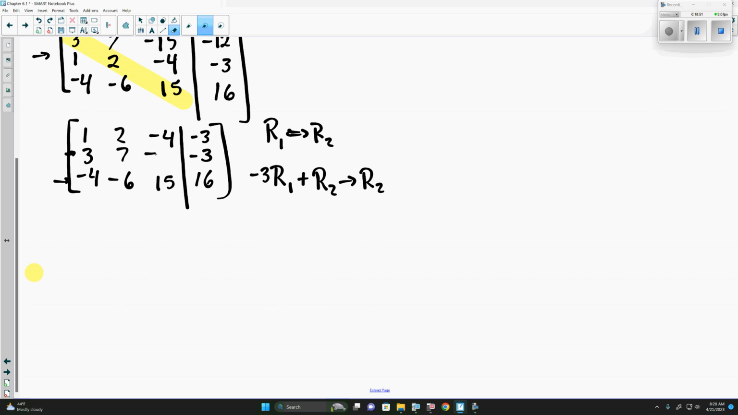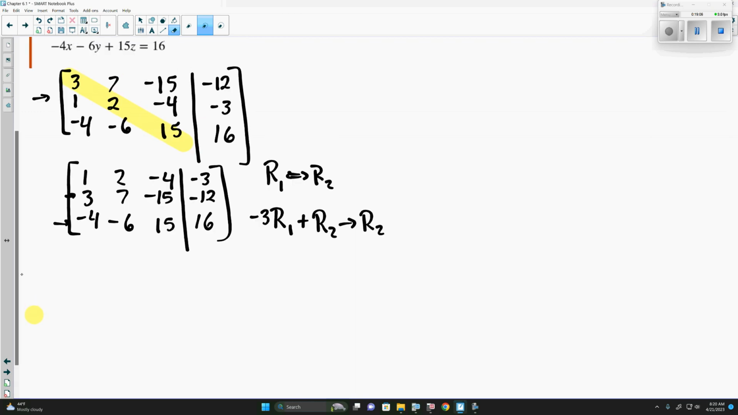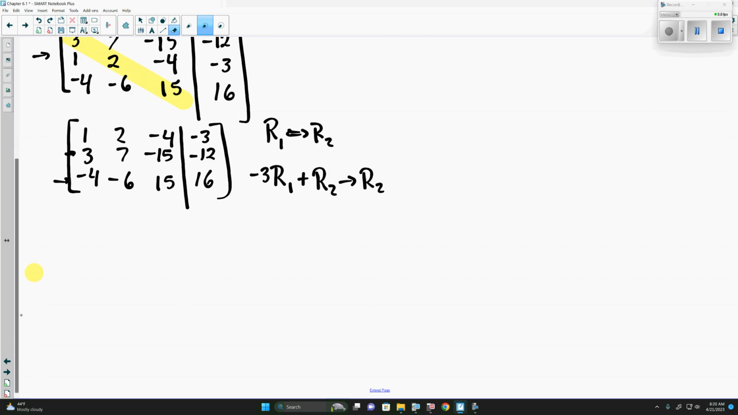It should be 7, negative 15, and this should be negative 12. Thank you, that was about to throw everything off. For some reason, I just put the other two numbers back there. Didn't mean to do that. Okay, everything else is in the right order.